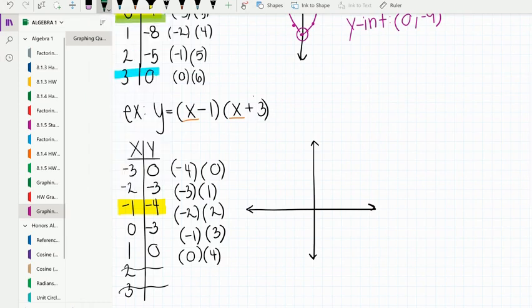Okay, so we have -3, 0, -2, -3, -1, -4, 0, -3, and 1, 0.